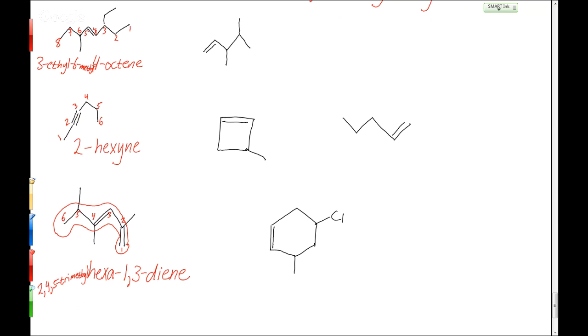Oh, ran out of room. It's 3-ethyl, 6-methyl, 4-octene. Do you have to write the 4 since it's like right in the middle? Yeah, you do, because there could also be a 3-octene or a 2-octene or a 1-octene, which would be different depending on where that double bond is.